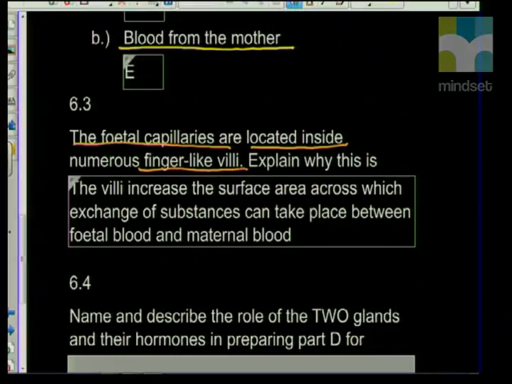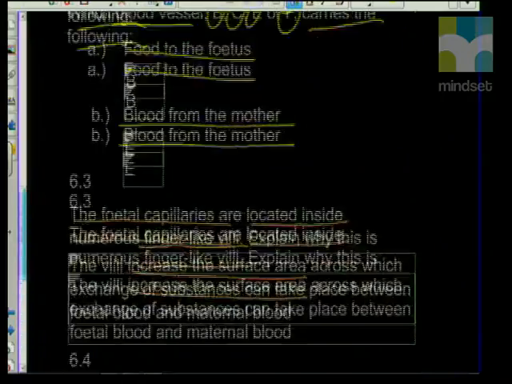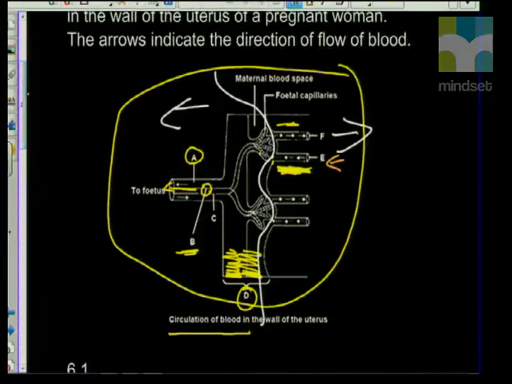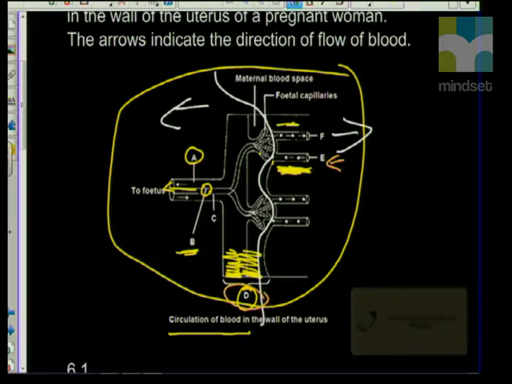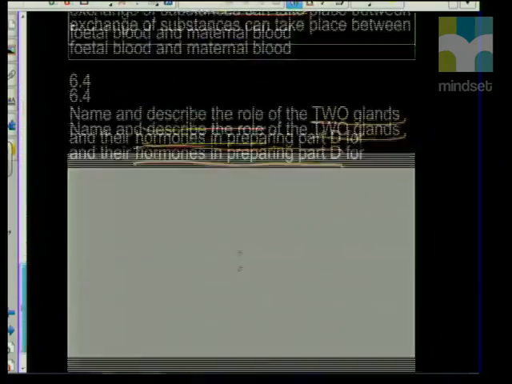It increases the villi, increases the surface area, so we can get more blood going. Okay, nice and easy. Next one. Name and describe the role of two glands and other hormones in the preparing of D. So let's see. Preparation of D. What helps make D?